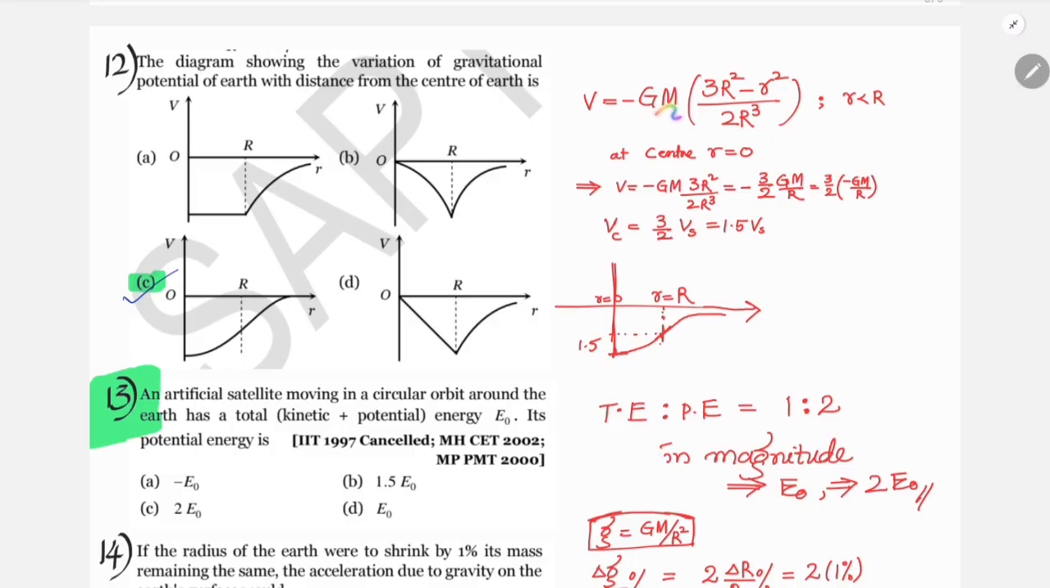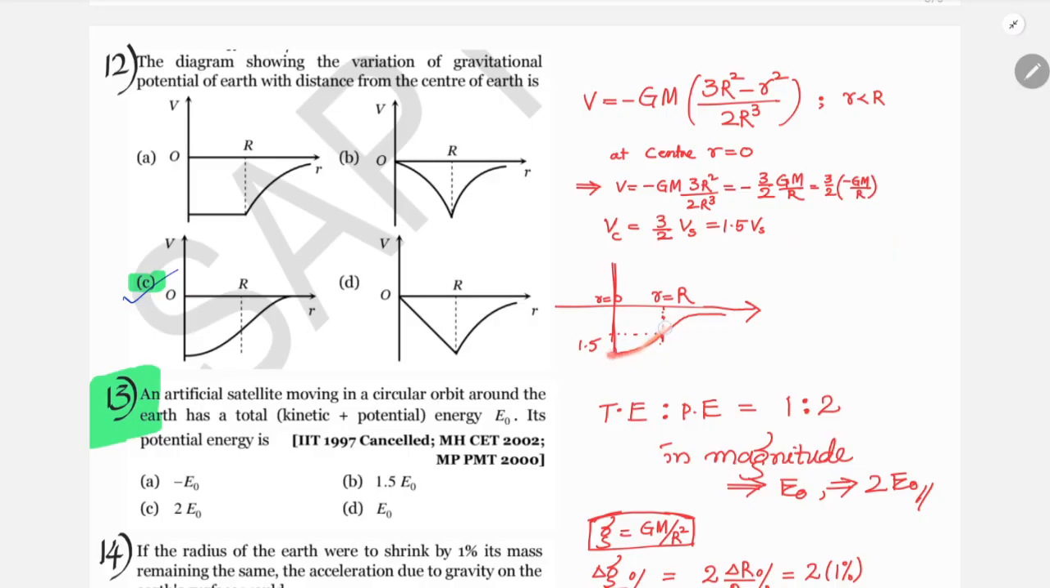So now minus GM (3R square minus r square) by 2R cube. Now this is the relation, for r less than R only. At the center, just substitute small r equal to 0. Now you will get minus 3 by 2 GM by R. When you compare with the surface, 3 by 2 means 1.5 times the surface potential. So now it is greater.